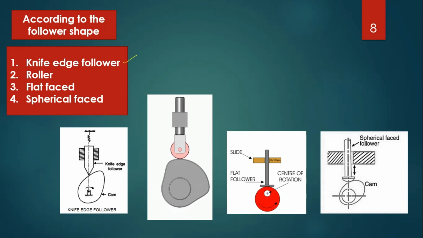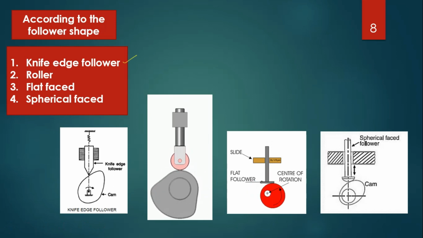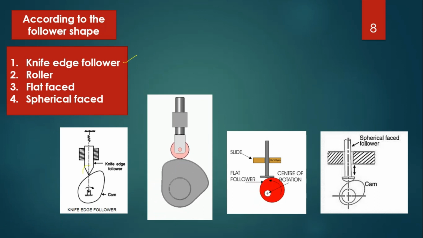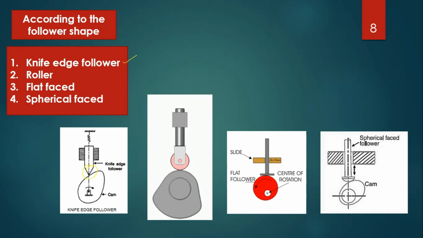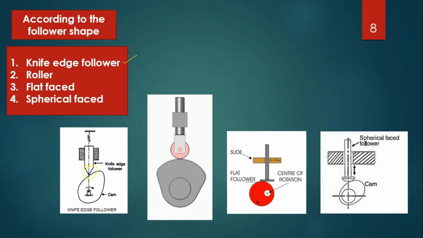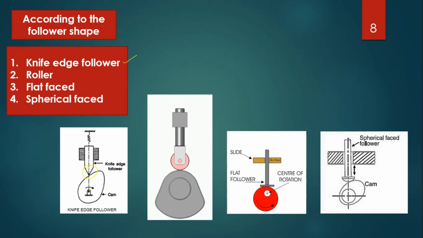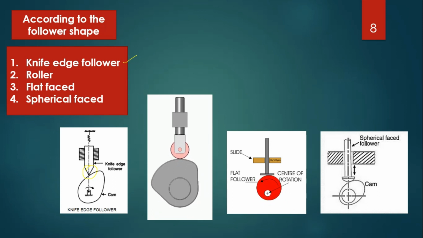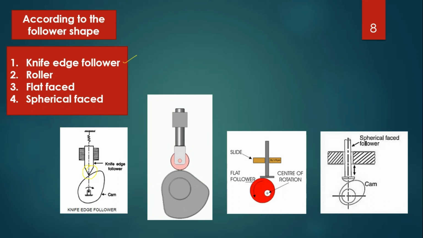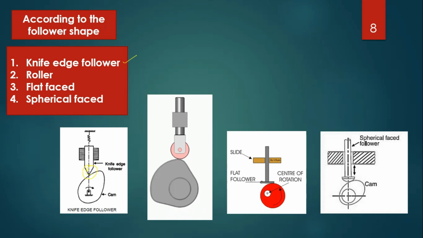Knife edge follower, which means when contacting, the end of the follower has a sharp knife edge. See here the contacting end of the follower, it seems the knife edge. So that's why this category is called knife edge follower. It is rarely used because of excessive wear due to small area of contact. See here the contact between the follower and cam is just like a sharp edge, right? So that's why excessive wear due to small area of contact, right?